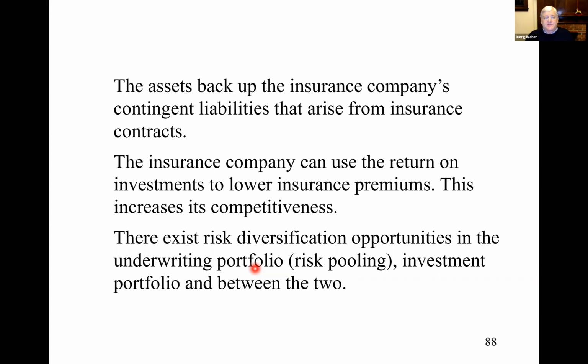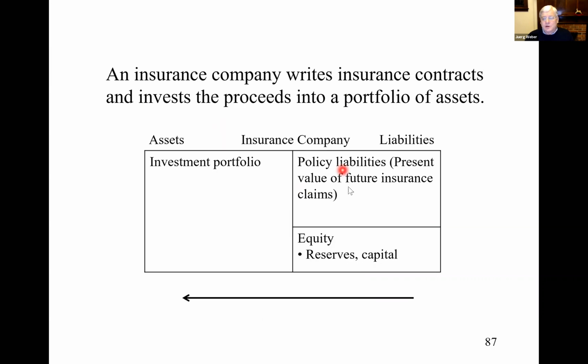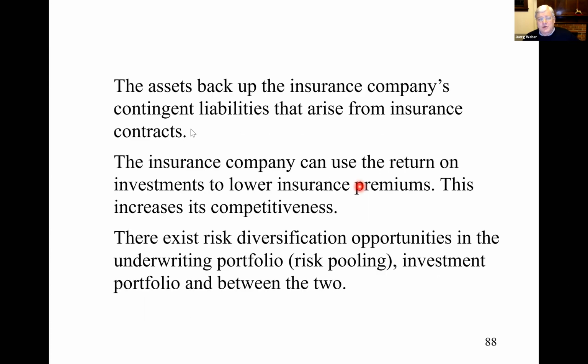So the assets of the insurance company back up the insurance company's contingent liabilities that arise from insurance contracts. We speak about contingent liabilities. They only have to return this money if the insurance buyer gets sick, or maybe the car gets stolen, and so on. Those are contingent liabilities. Only in certain situations does the insurance company have to pay back the money.